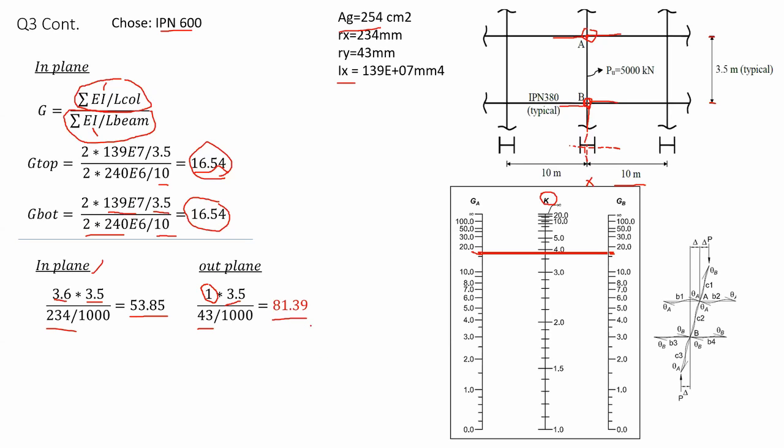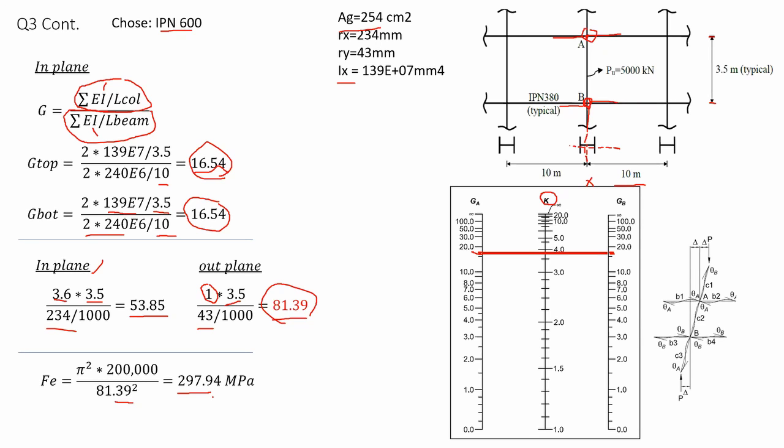So which one am I going to use? I'm going to use this one, since it is more critical. Now I proceed and calculate FE. FE is going to be pi squared multiplied by the modulus of elasticity divided by the biggest KL over R value, which is this one. And from there, I get my FE, 297 megapascal.